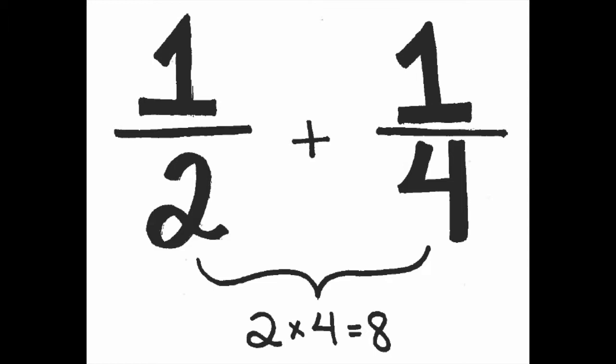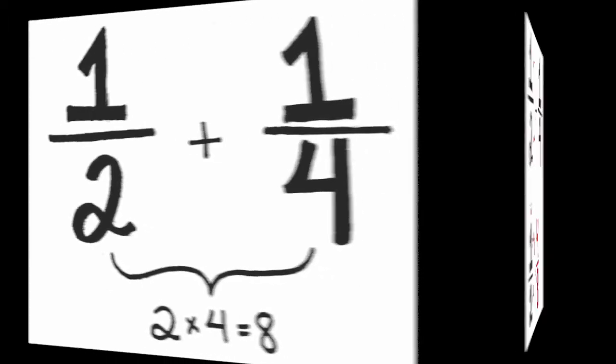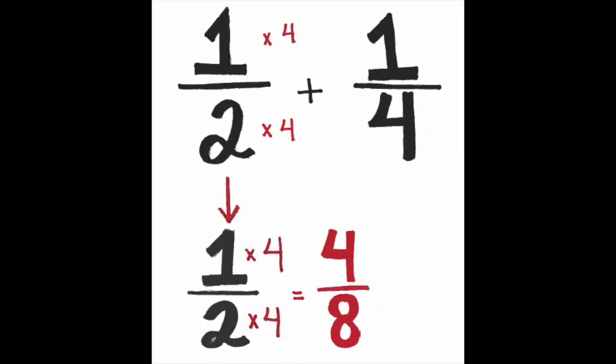A simple way to find a common denominator is to multiply the two denominators together. In our example, the denominators are 2 and 4. To find a common denominator, I can multiply 2 and 4 and obtain a common denominator of 8. Therefore, I can rename both fractions with a denominator of 8. To rename a fraction with a different denominator, you need to multiply the numerator and denominator by the same value.